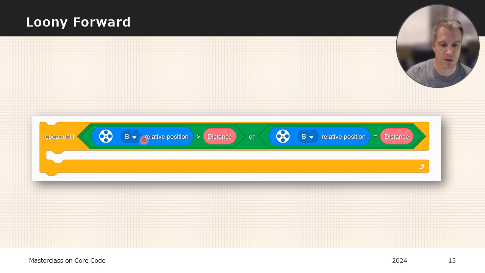If the B motor has gone more than 100 degrees, we've got the operator greater than, and we've got an operator equal to. If the position of the motor is greater than 100 degrees, this will be true, and this will stop repeating. Or if it's equal to 100 degrees, this will return true, and this will stop repeating. So that's what that means. Either it's true or false that the motor has moved equal to or more than the distance set for this run.